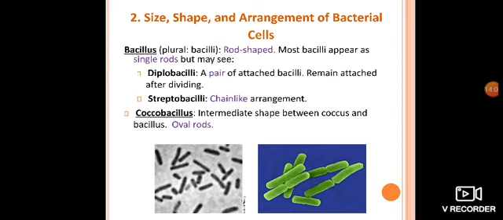We already observed the same point in cocci also. So diplococci also remain attached after multiplication. The second class is called streptobacilli. Again, strepto means chain-like. So in the diagram below we can observe that they are diplo as well as in chain form. Basically it is divided into diplobacilli, and second into streptobacilli.